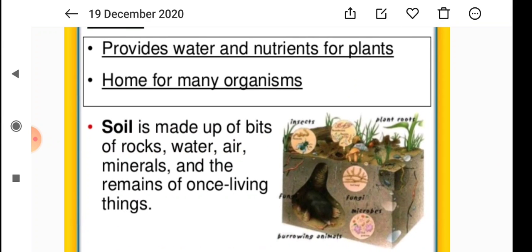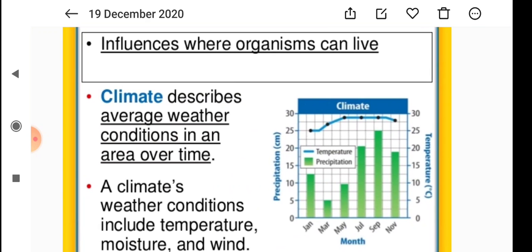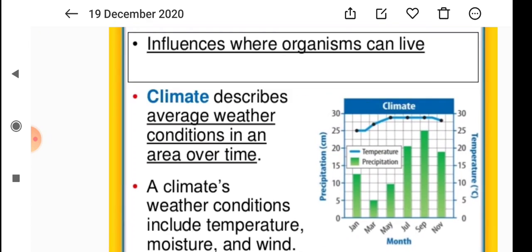Soil provides water and nutrients for the plants, and it is the home for many organisms. Soil is made up of bits of rocks, water, air, minerals, and the remains of once-living things. Temperature influences the organism's life. Temperature on the earth greatly varies. Climate influences the organisms very much. It describes the average weather conditions in an area over time. A climate's weather conditions include temperature, moisture, and wind.